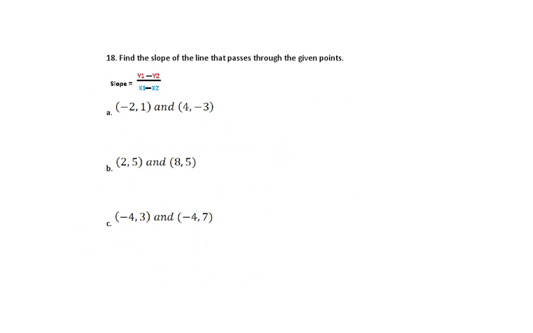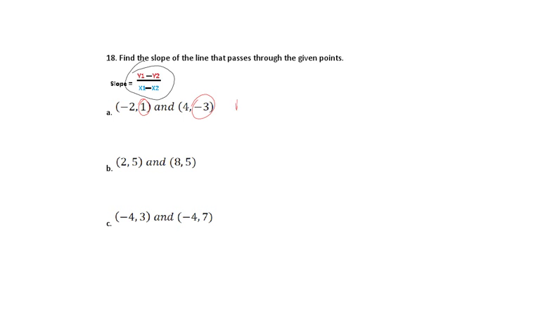Okay, so for 18, they'd like us to find the slope. And I have the slope formula listed up here. y1 minus y2 over x1 minus x2. But here's what it really means. First subtract the y's, then subtract the x's, and when you're done, divide your answers. Let's start with the y's. The y's are 1 and negative 3.